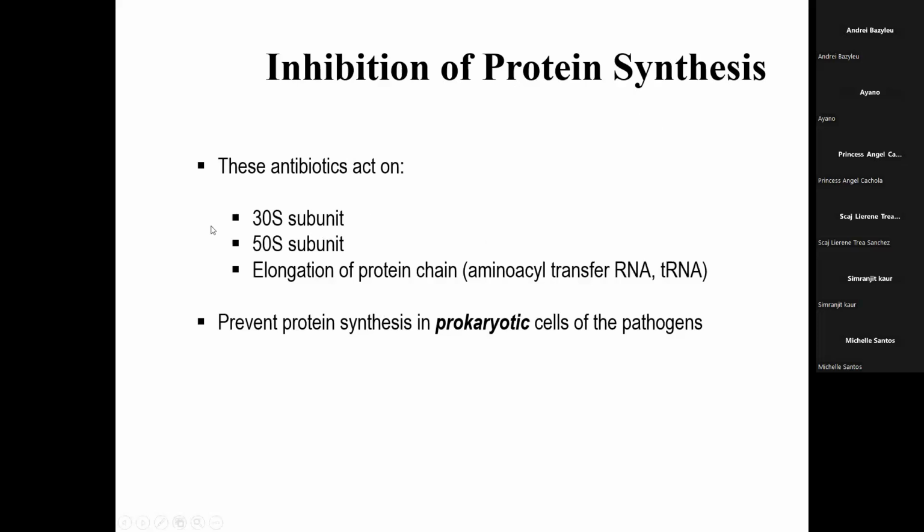Remember that bacteria translate the proteins using different types of subunits in their ribosomes. They're using 30S and 50S subunits. We don't have these subunits. And most of the action of these antibiotics will be on these subunits. So they act on the subunits, and one class of the protein synthesis inhibitors specifically arrests, stops elongation of the protein chain. So it prevents the elongation of the protein chain, and we will discuss separately how it happens. So protein synthesis is inhibited.